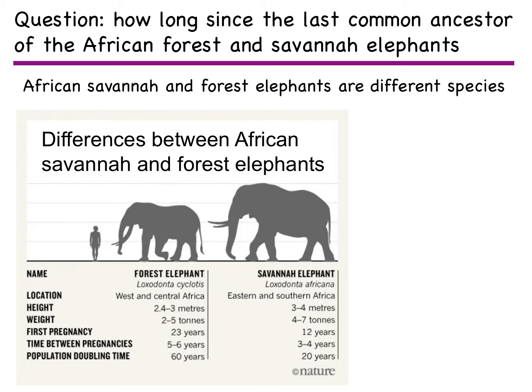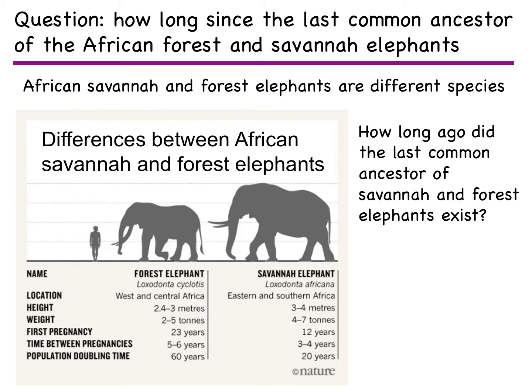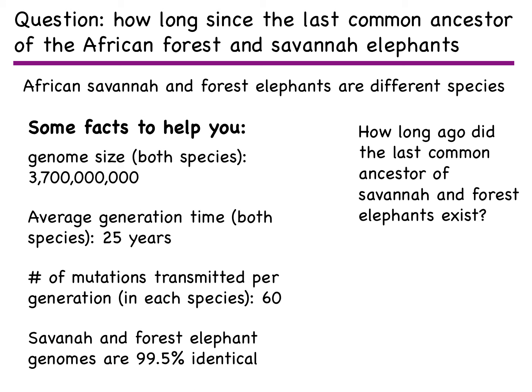Okay, getting back to the question here, how long ago did the last common ancestor of the savanna and forest elephants exist? I'm going to give you a little information to help you answer this question. The genome size of both the savanna and the forest elephants is about 3.7 billion base pairs. The average generation time for both species, we're just going to call it 25 years. The number of mutations transmitted per generation in each species is 60, so 60 in the African forest elephant and 60 in the African savanna elephant.